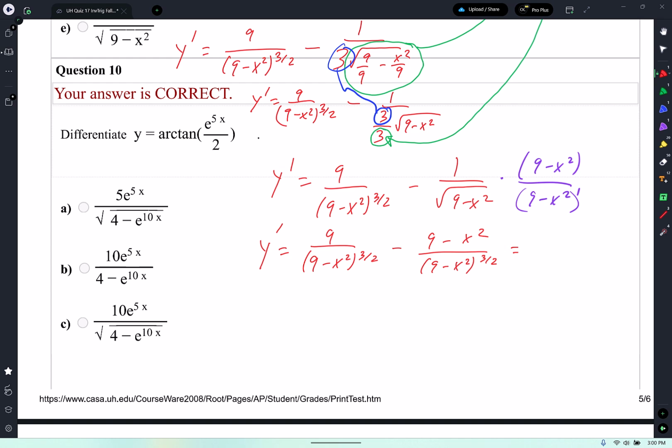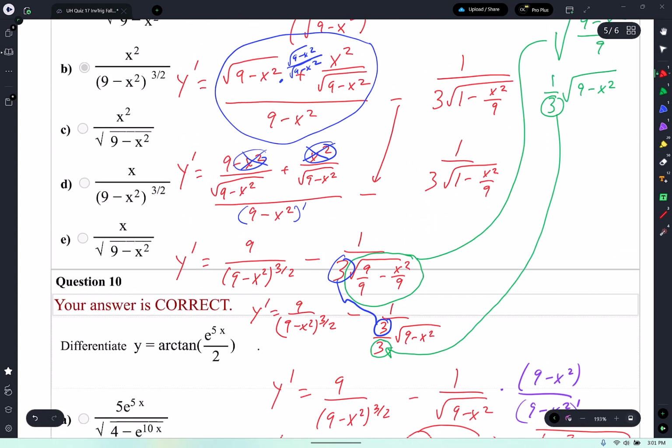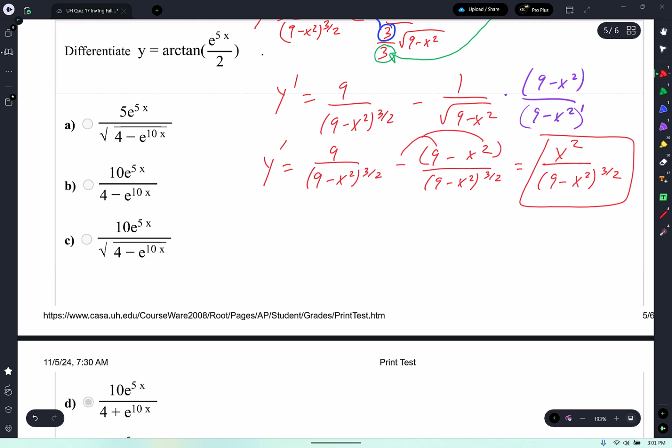A half plus a 1. Yeah, this is a half. Oh, because 1 plus a half. Yes. Distribute the negative, guys. What's 9 minus 9? So you just have x squared, it turns positive. Yeah, negative times the negative is positive. Over (9 minus x squared) to the 3/2. And that's it. Look for that answer.